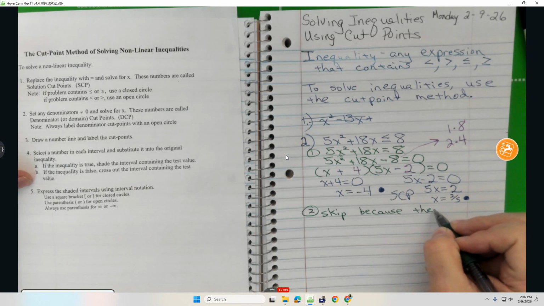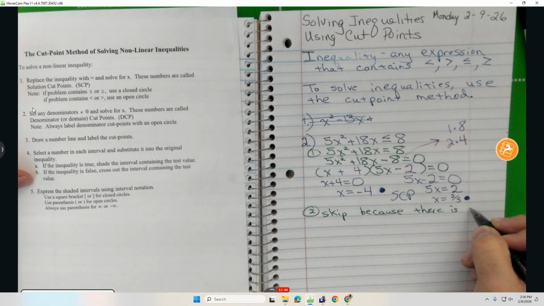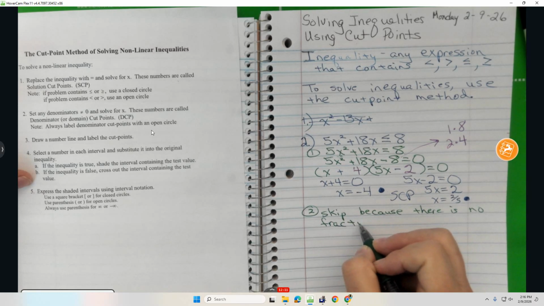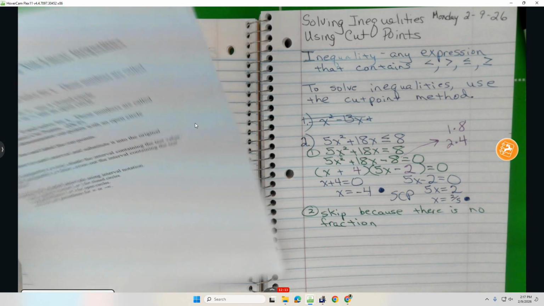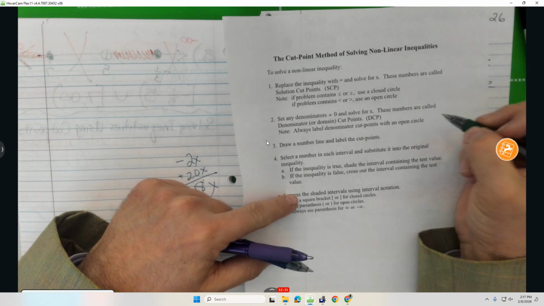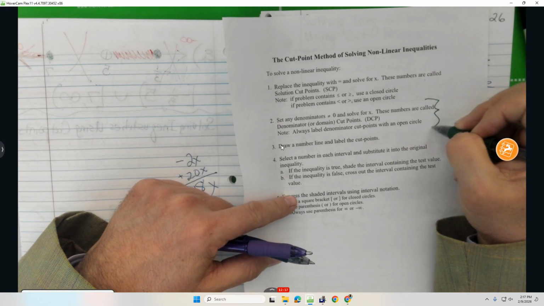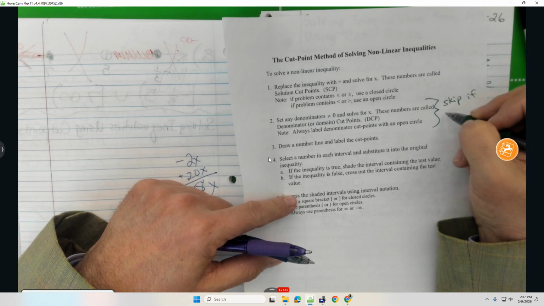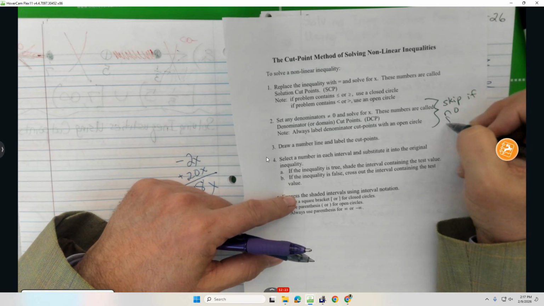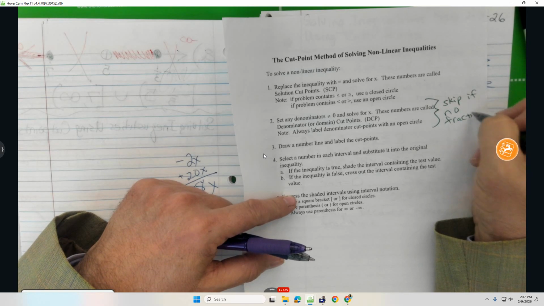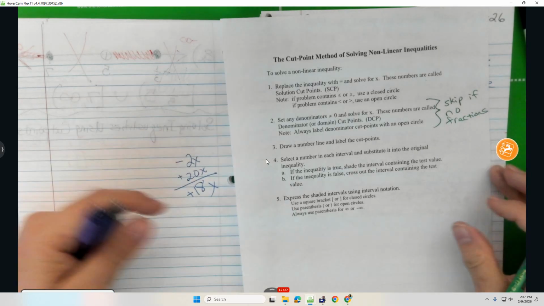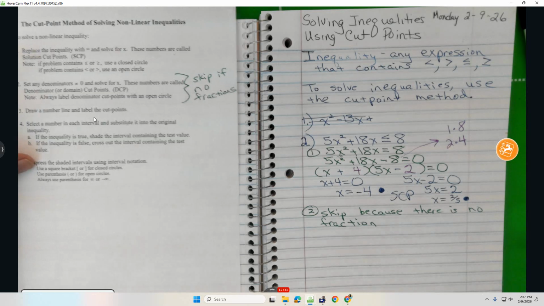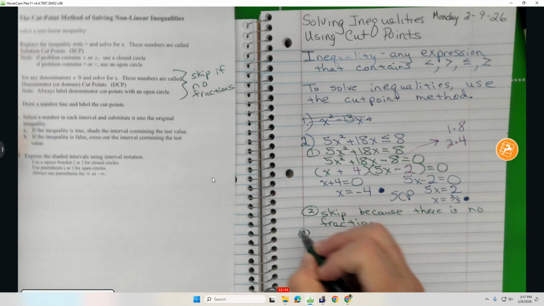there is no fraction. Maybe handwrite that out here, beside rule 2: skip rule 2 if the problem has no fraction. Skip if no fractions. Third step, we draw a number line. Want to move it up a little?